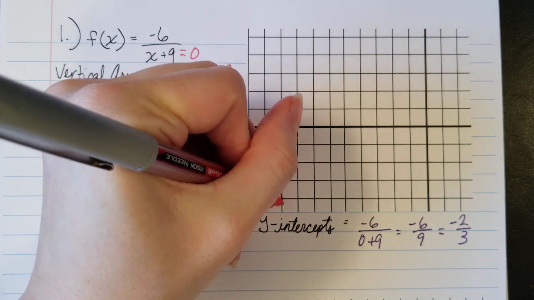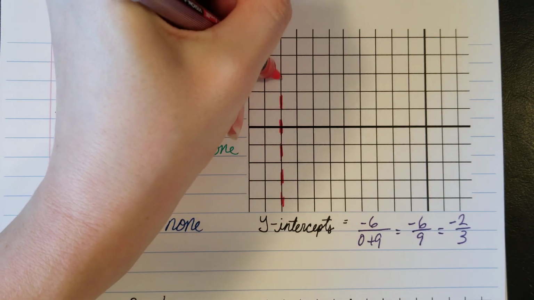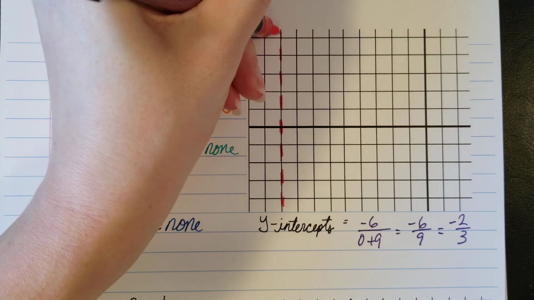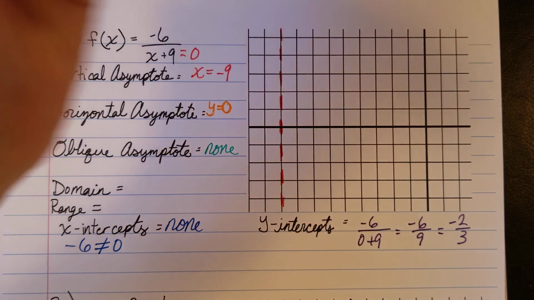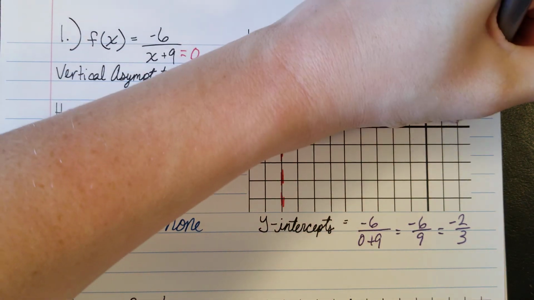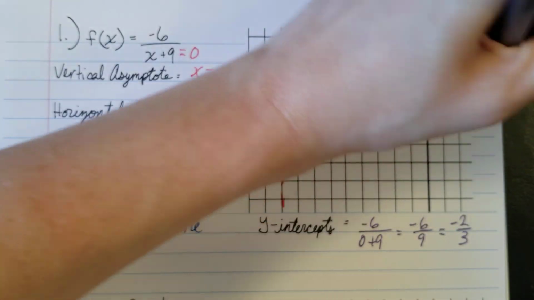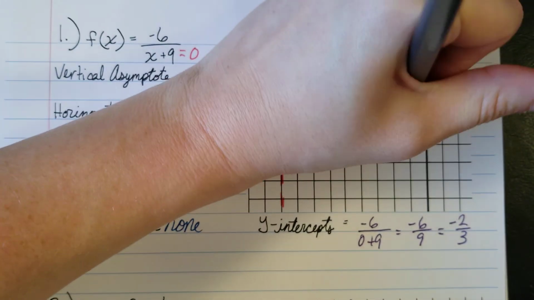There's my vertical asymptote. And then, I was looking for my orange highlighter that I had before. I don't know what happened to that. But anyway, my horizontal asymptote is at 0, so that's right on top of the x-axis.